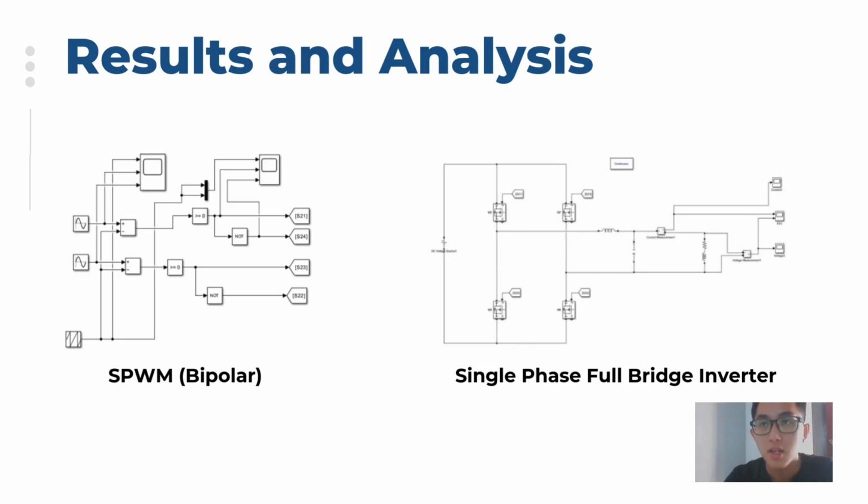In order to minimize the THD value again, that's why we use the bipolar SPWM here. After implementing the bipolar SPWM, finally we got the THD value around 0.07. Later I will show the waveform and also the THD value.